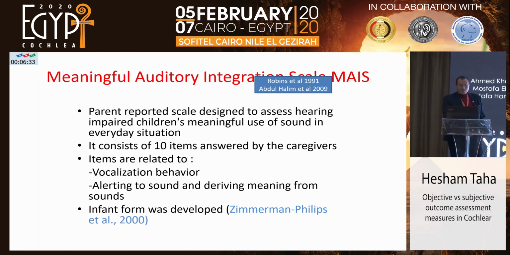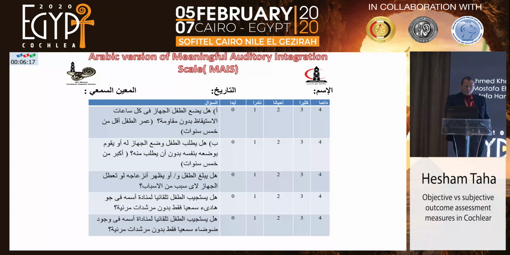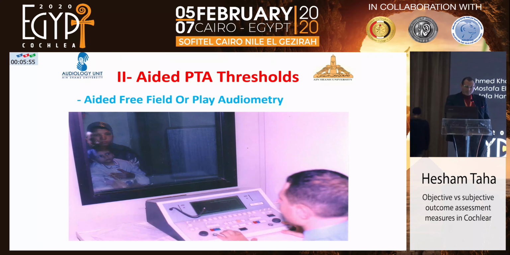One of the most commonly used questionnaires is the Meaningful Auditory Integration Scale, the MAIS. It consists of 10 items answered by the caregivers. The items are related to vocalization behavior, alerting to sound, and deriving meaning from sounds. It was translated to Arabic, and it also consists of these 10 items. The parents are asked to grade the 10 questions from 0 to 4, where 4 is the best answer. Then we collect the data and predict the outcome over time.